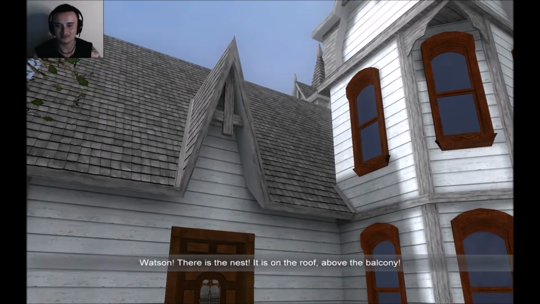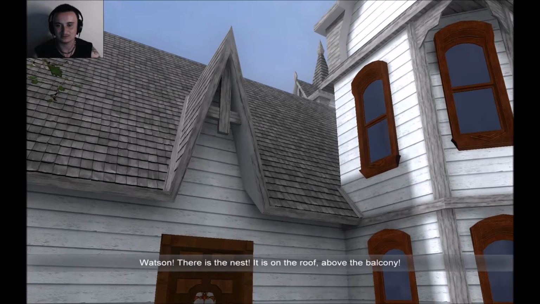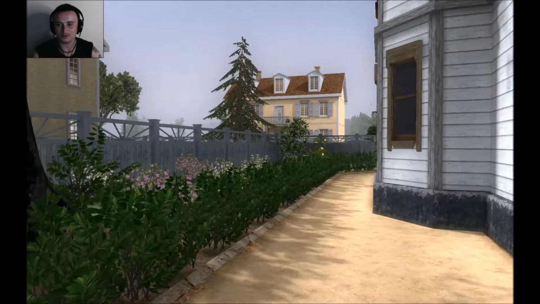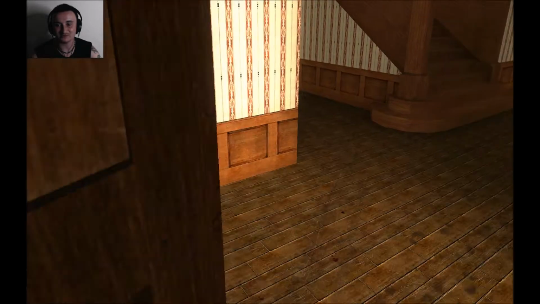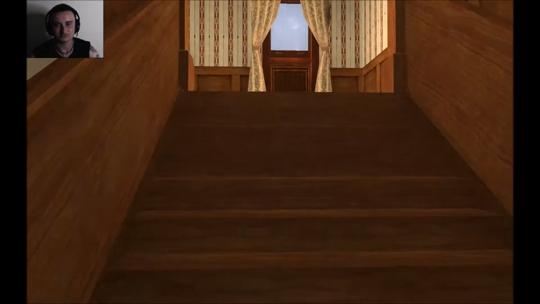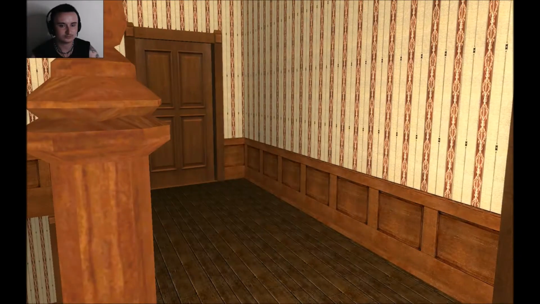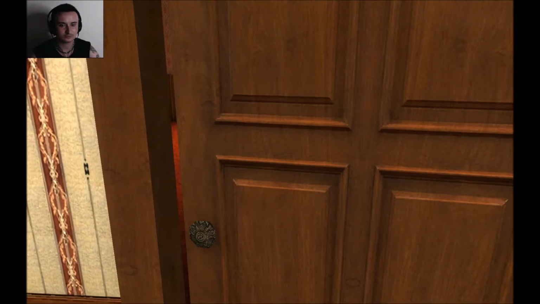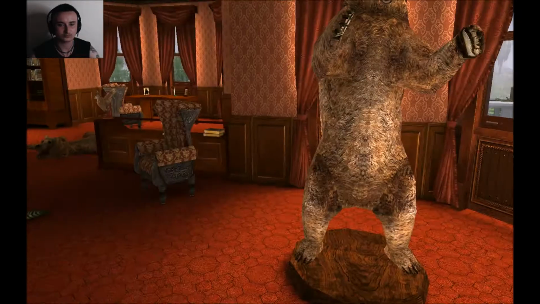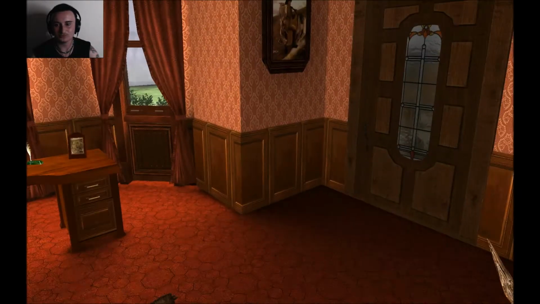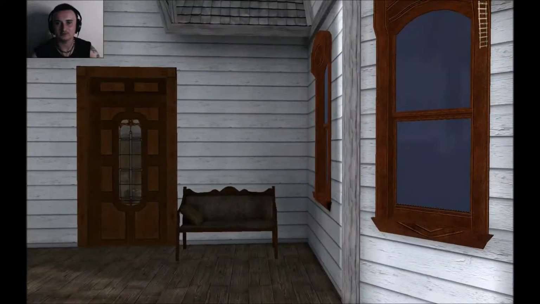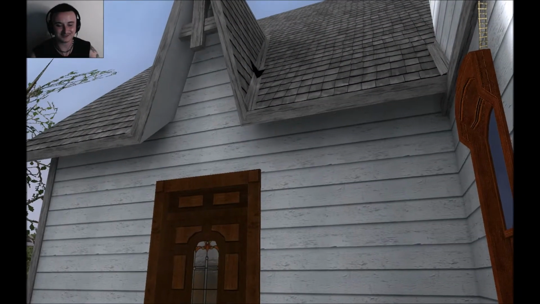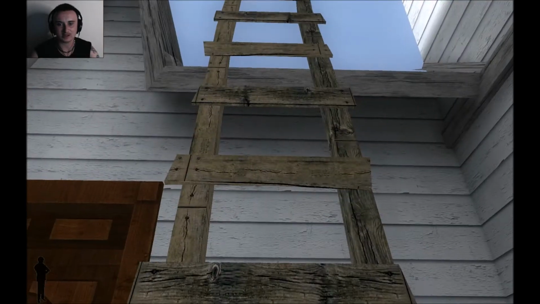Watson, there's the nest. It's on the roof, above the balcony. Ah, well, up the balcony we go. And we have a ladder now. Out the door. Grab our ladder. And right about... Oh, I see it. Let's place our ladder. And climb up.